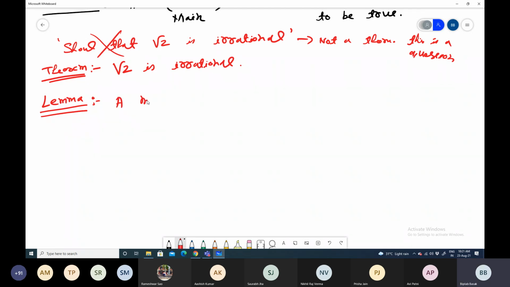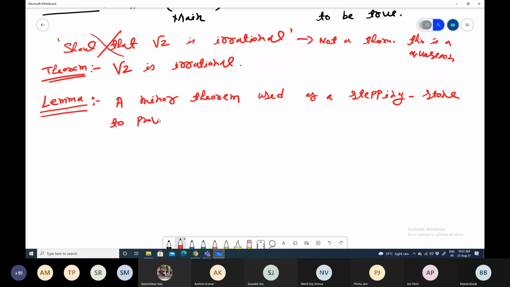So that means a minor theorem used as a building block to prove a major theorem. Okay, or you can say that it can be used as a stepping stone to prove a major theorem.